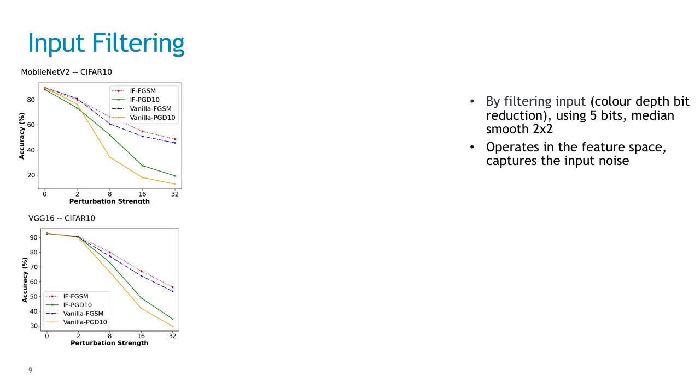The first thing that we apply in StochasticShield, and we apply it separately just to show the differences, is input filtering. What we do here is color depth bit reduction using 5 bits and median smoothing 2 by 2. Input filtering operates in the feature space and captures the input noise, and we can see how it changes the results: the accuracy is much higher for input filtering compared to vanilla, for both MobileNet and VGG16.